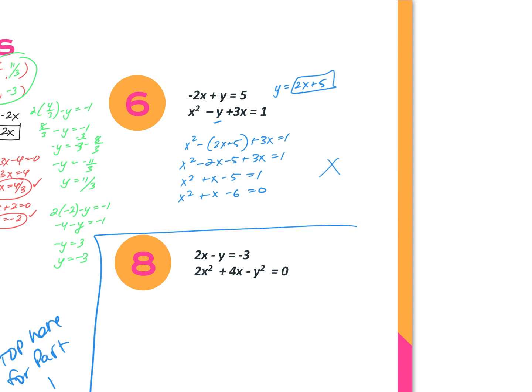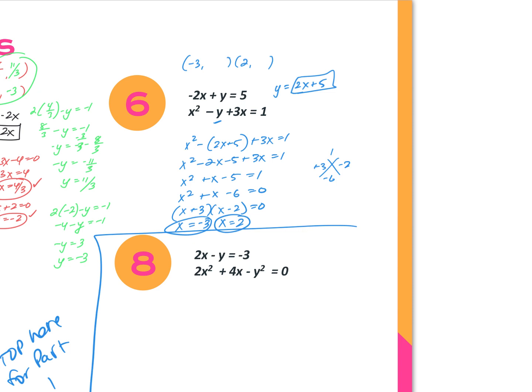And so again, I have to think about that. Product of negative 6, sum of 1. So I'm like, oh, that's plus 3 minus 2. So this is an x plus 3 and an x minus 2 when I factor it. So x is negative 3 and x is positive 2. So I know I'm going to get two solutions here. One is going to have an x of negative 3 and one is going to have an x of 2.